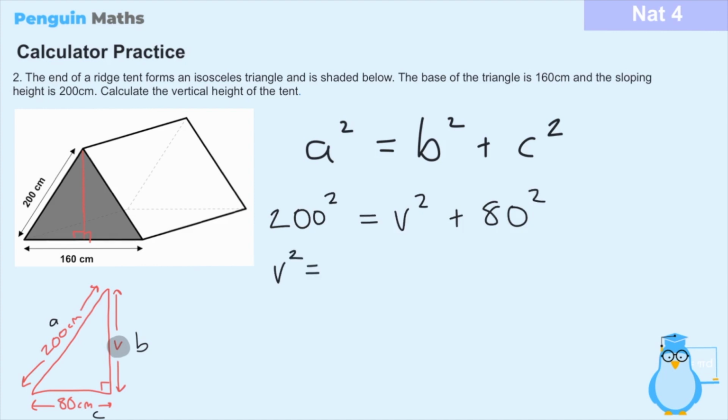So we have V squared, and then now what we want to do is take this 80 squared over to the other side, so we have V squared by itself and then both number quantities on the other side. Because this is plus on that side, when we move over it's going to become minus, so that means we're going to have 200 squared minus the 80 squared.